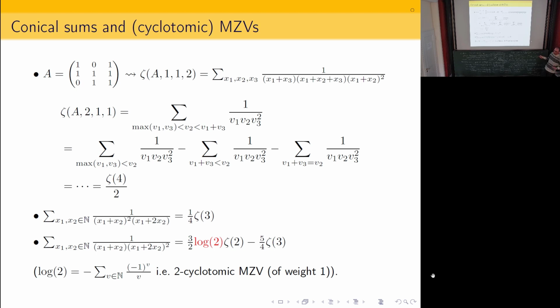So let me drop the conjectural part from now on about these rings. Log 2 can be written in this way, so it's a 2 cyclotomic MZV, so it's with the second root of unity. Good, but you can see the weight here is preserved, and it is coherent with what we expect. And by the way, all this can be proven by this kind of open and closed cone subdivision explicitly.